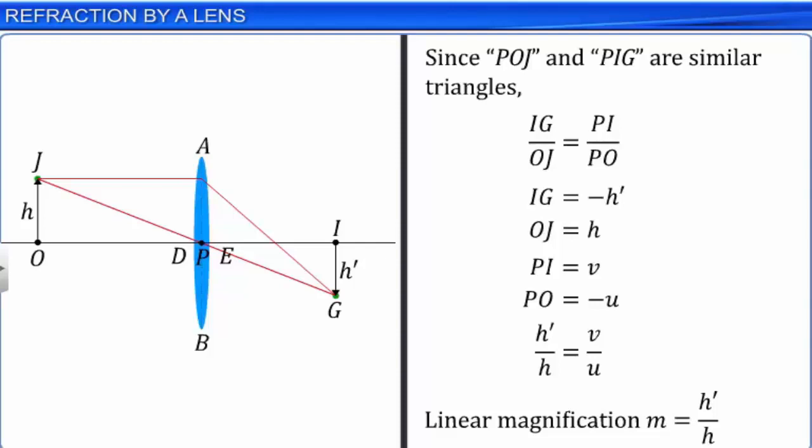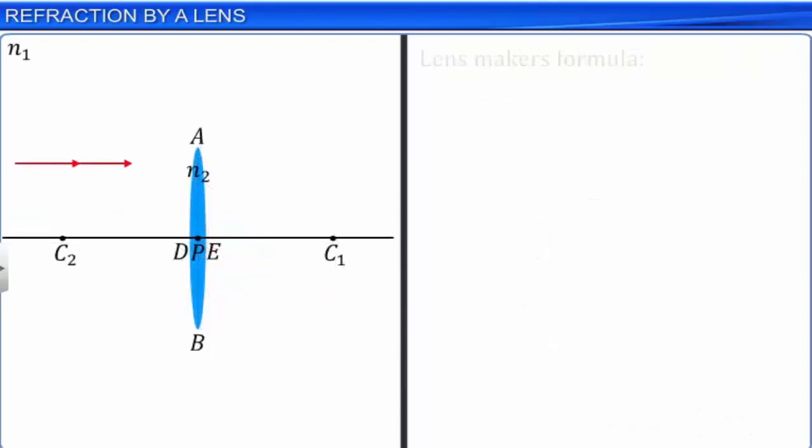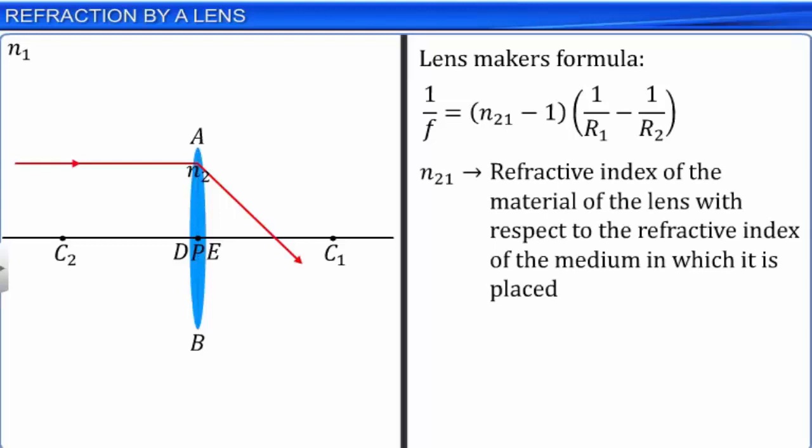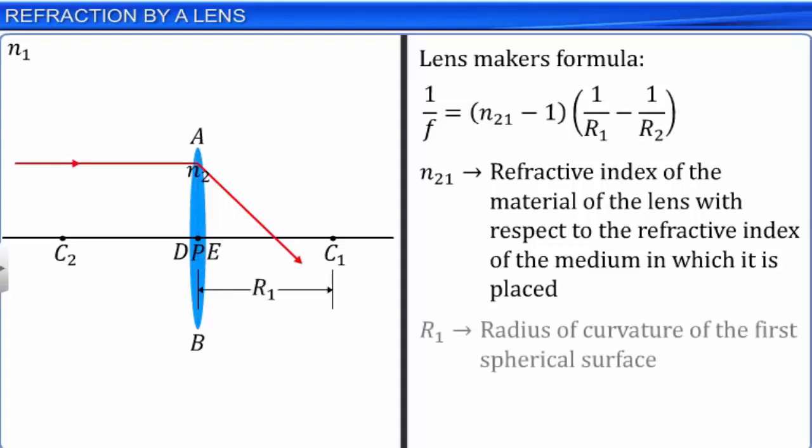Lens maker's formula is useful in calculating the required curvatures to make a lens of desired focal length. Note that n21 is the refractive index of the material of the lens with respect to the refractive index of the medium in which it is placed. R1 is the radius of curvature of the first spherical surface on which the light ray is incident, and R2 is the radius of curvature of the second spherical surface. It is also very important to apply proper sign conventions.